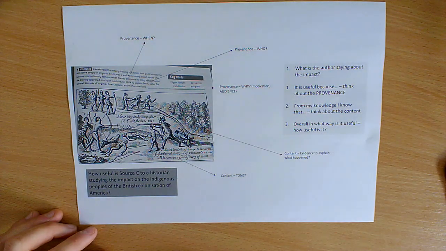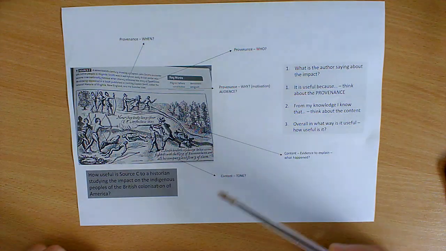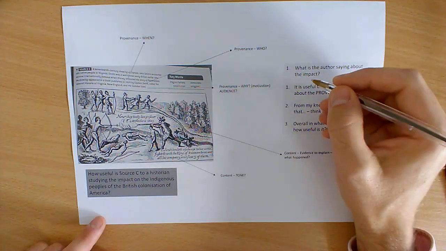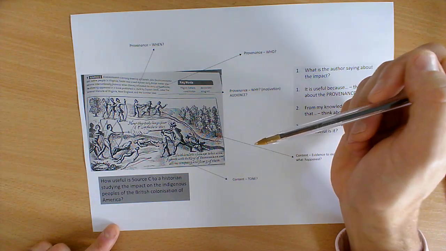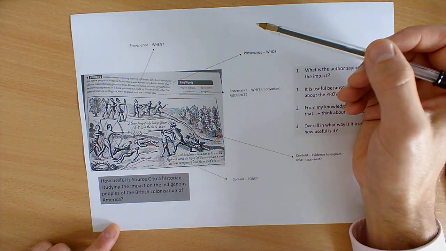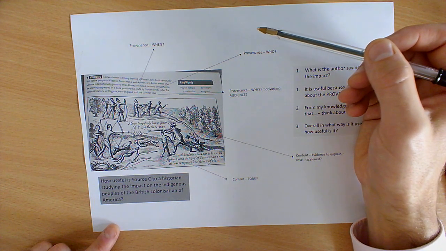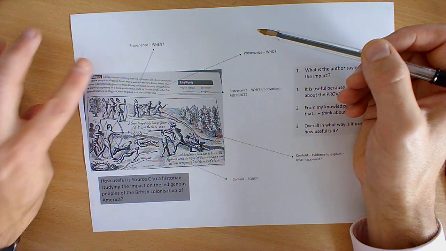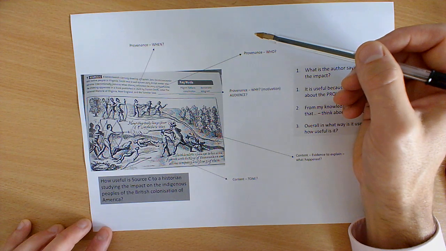And with a how useful question, the first thing you need to do is look at the source itself and say, well, what is it telling me about the impact of the British? So what can I see here? I'm always going to read both bits first, because it's always useful to do that. So it says a 17th century drawing of Captain John Smith's encounter with the native people in Virginia. Smith was a well-known early British settler who became internationally famous when Disney animated the story of Pocahontas.